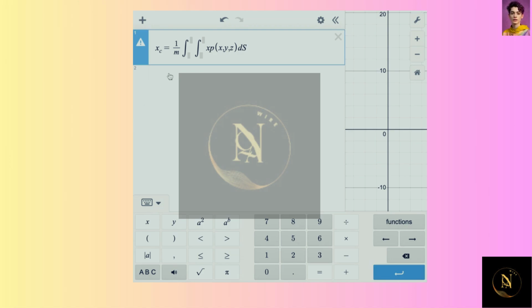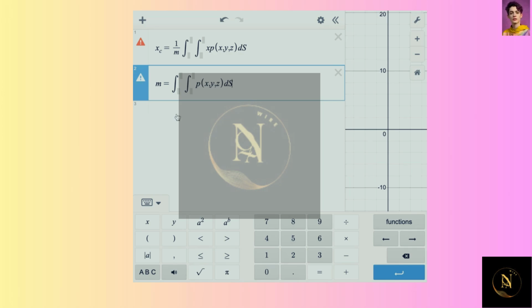And we know that m, the mass, is equal to the double integral of rho x, y, z, dS. So based on that, we want to recognize that our surface is the upper part of the hemisphere.